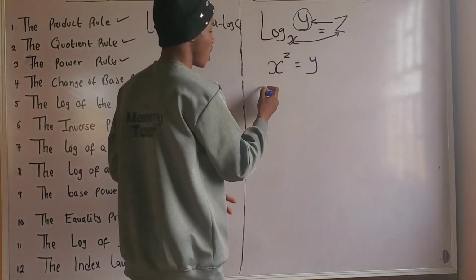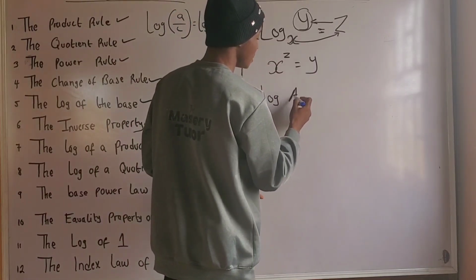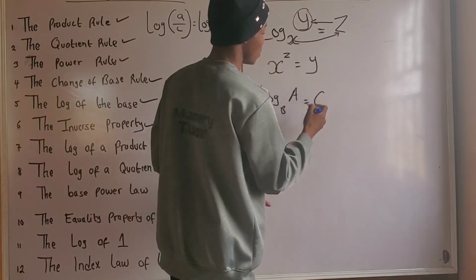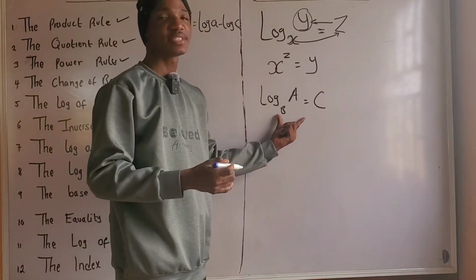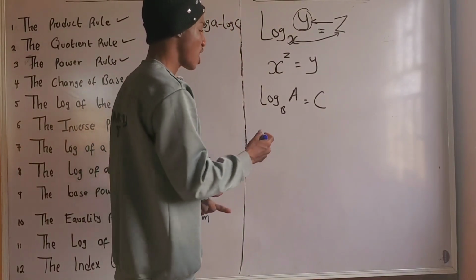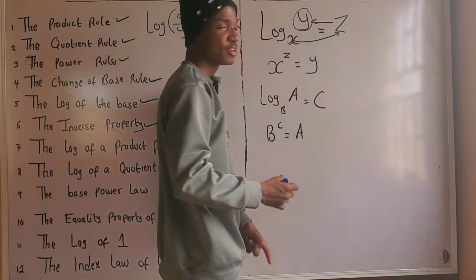That is what this law is all about. So that means if you have log a base b equals c, this is in logarithmic form. If you want to rewrite this in index form, you are going to have b raised to the power of c equals a. Are you getting it?